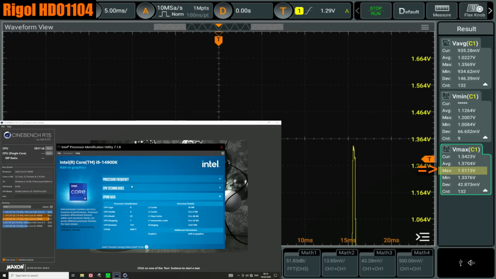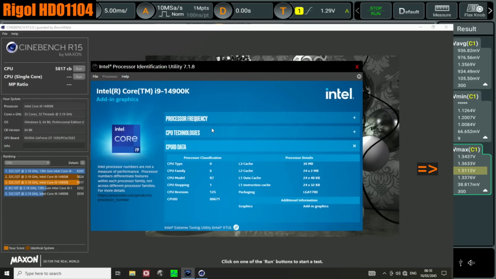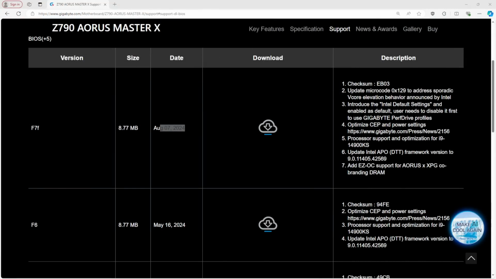Hey guys, BuildZoid here, and today we're going to be taking a look at the new 0x129 microcode with the F7F BIOS for the Gigabyte Z790 Aorus Master X. Now, for the sake of doing a before and after comparison, I'm on the F7E BIOS, which uses the 125 microcode. And if you're not aware, the 129 microcode is supposed to do the following.